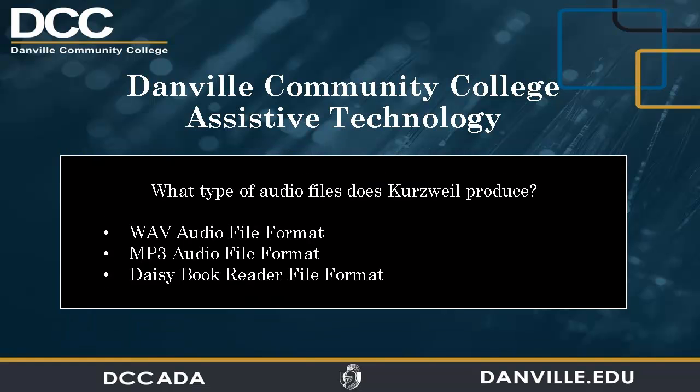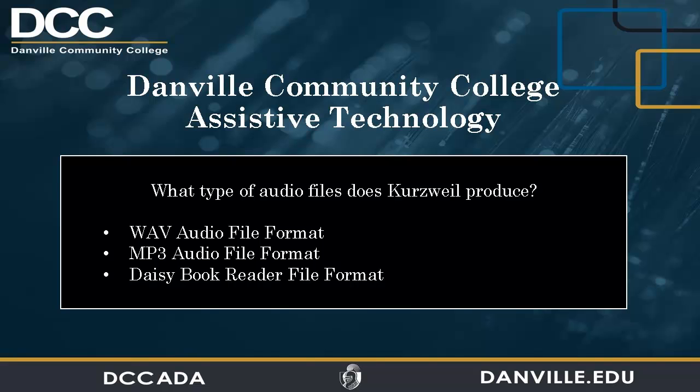What type of audio files does Kurzweil produce? Kurzweil can produce the following three types of audio files: WAV audio file format, MP3 audio file format, and Daisy book reader file format. A WAV audio file, short for waveform audio file format, is a proprietary file format, typically used on Windows-based computers. An MP3 audio file, short for Moving Picture Experts Group Audio Layer 3, is an open standard file format, typically used by many types of devices.